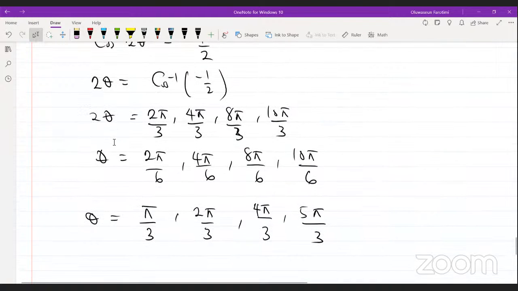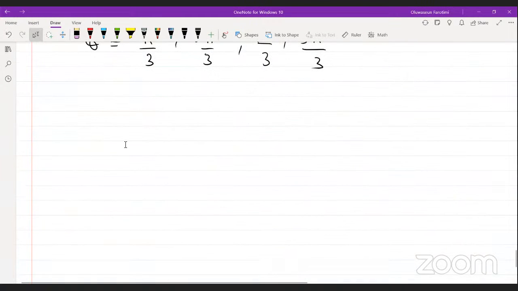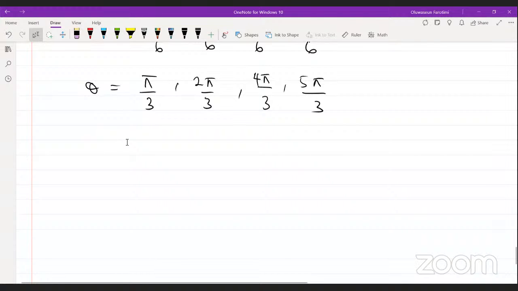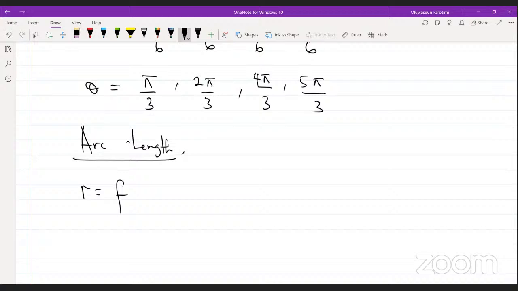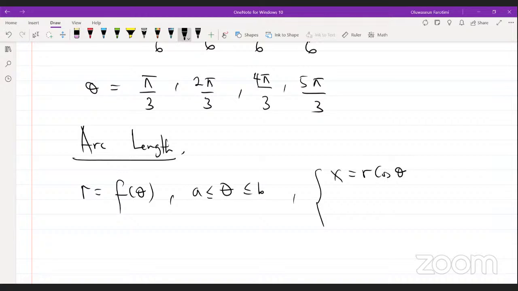Now, we're going to talk briefly again about arc length, but arc length now in the area of when you're given a polar equation. Okay, so arc length is a very easy part of this course. Now, when you're given r equals f of theta, suppose your angle theta is between A and B, and let us have the parametric equations x equals r cosine theta and y equals r sine theta.